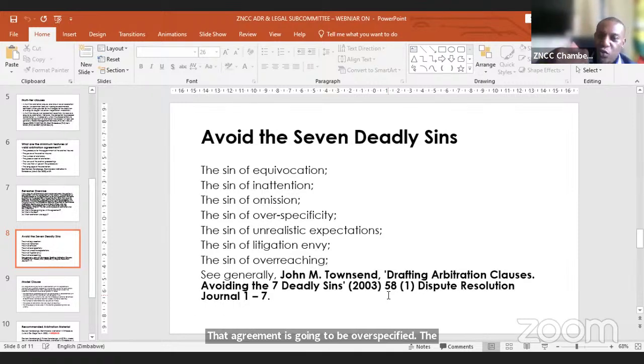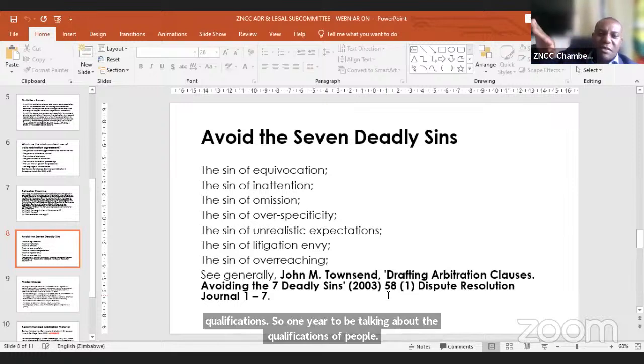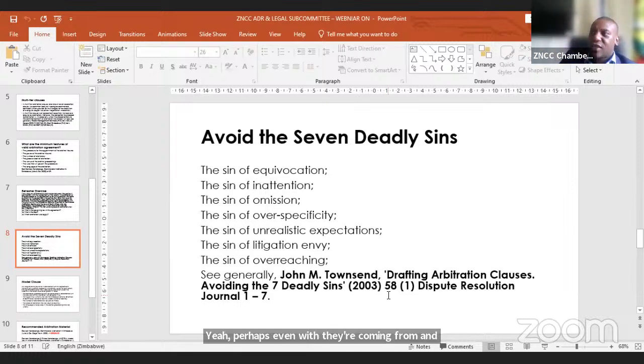The qualifications. So one could be talking about the qualifications of people, perhaps even where they're coming from and things like that. We need to make sure that it is not necessarily as basic as possible, but as broad as possible, and captures the necessary things, which then touches on the other sin of unrealistic expectations. We need to have realistic expectations when it comes to drafting these agreements.